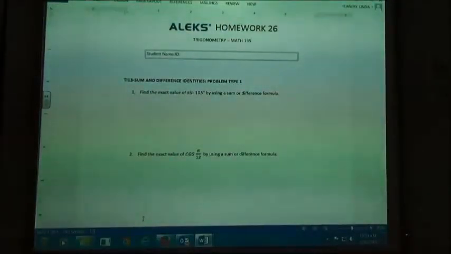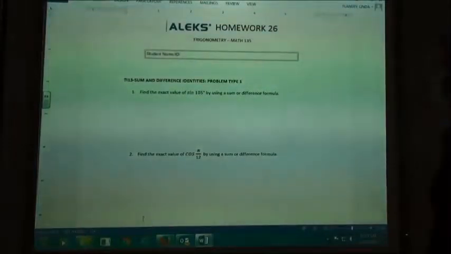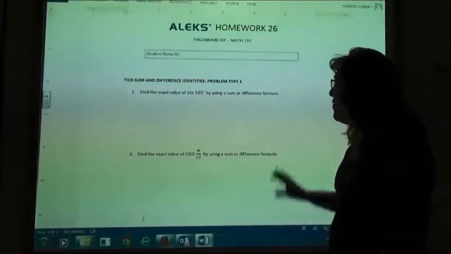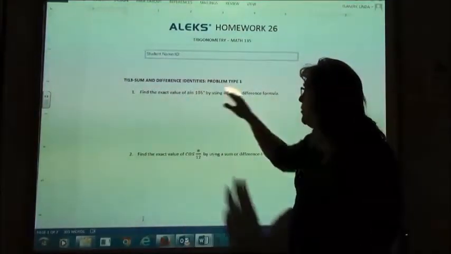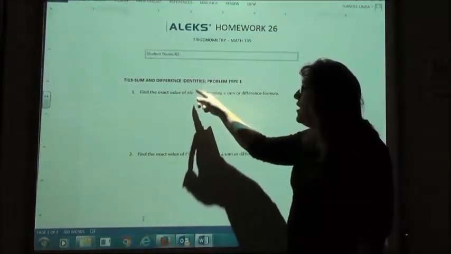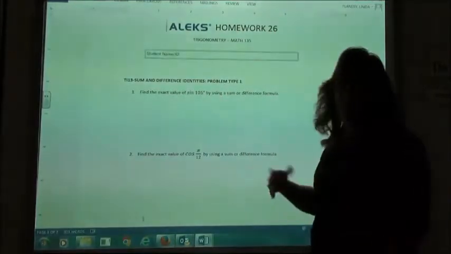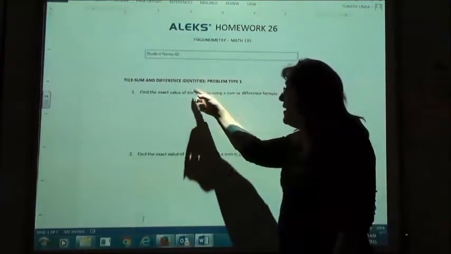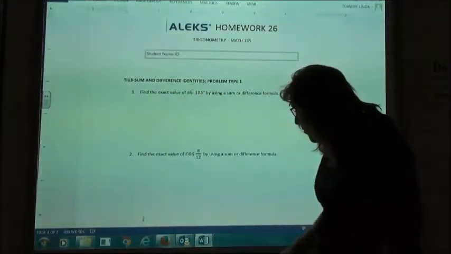So homework 26 starts off with the sum and difference identities, problem type 1. And it wants us to find the exact value of sine of 105. What we want to do is split it up into either a sum or a difference of the common ones that we know, like 45 degrees, 30 degrees, 60 degrees, and separate it and then use our formula.